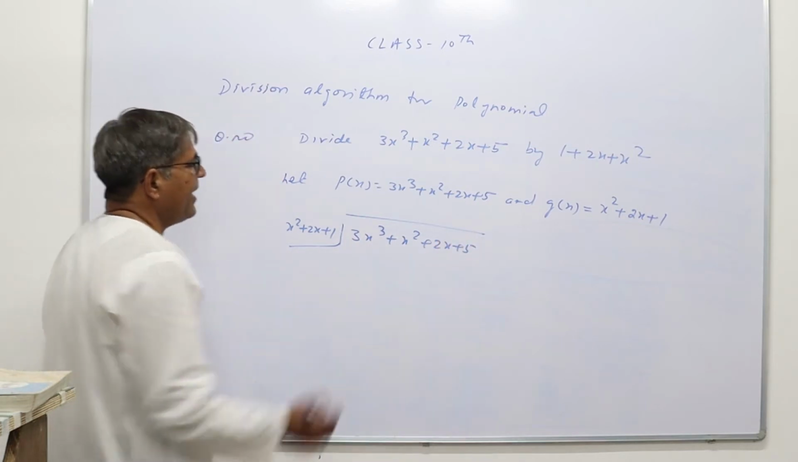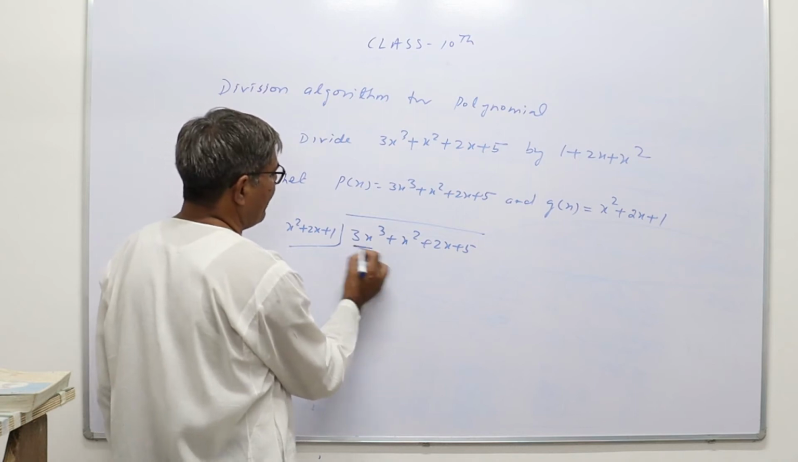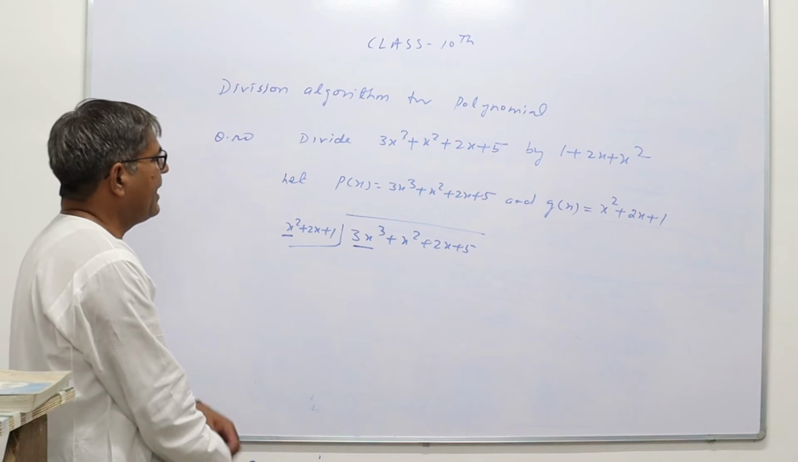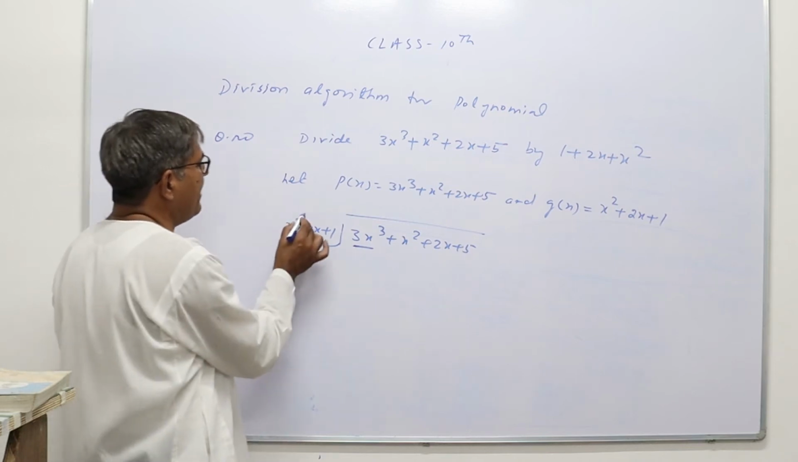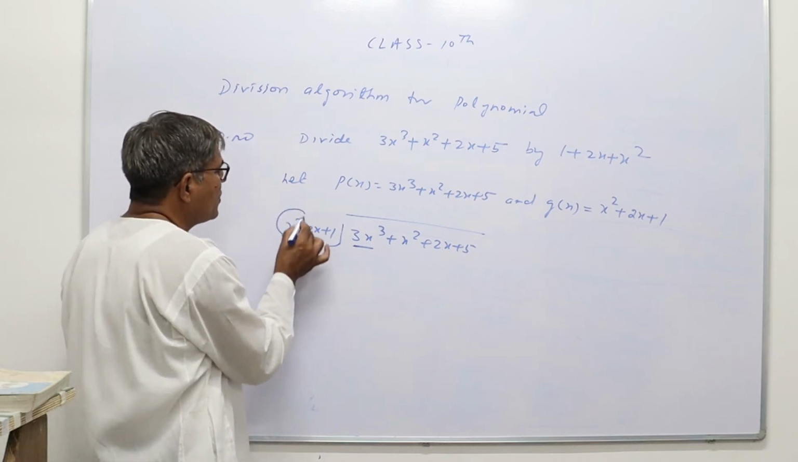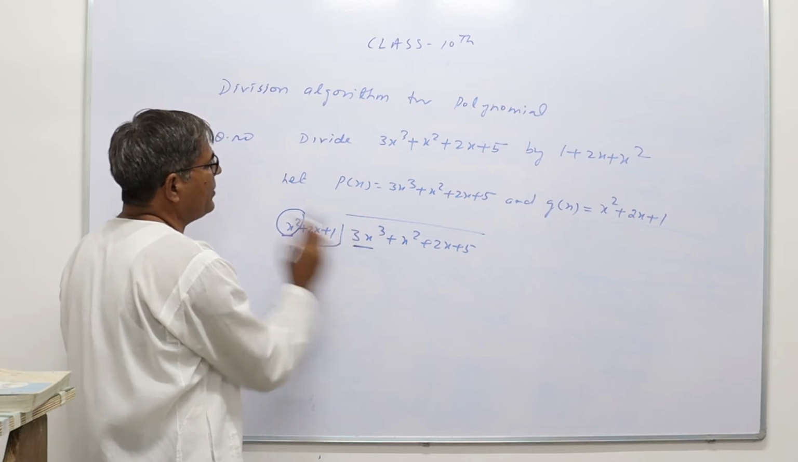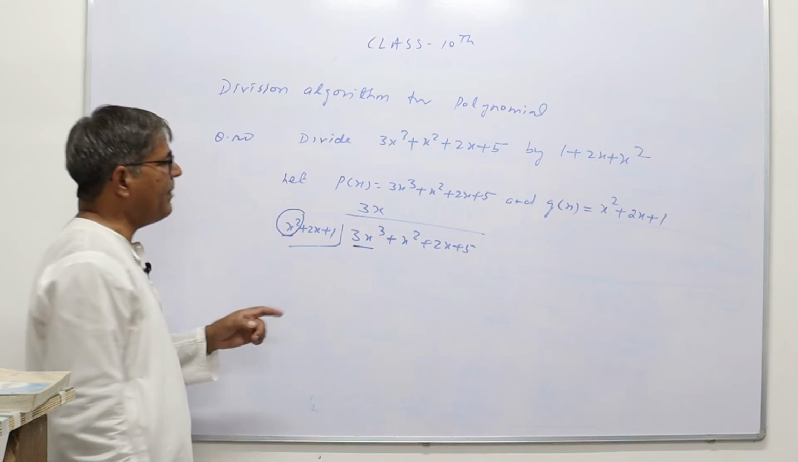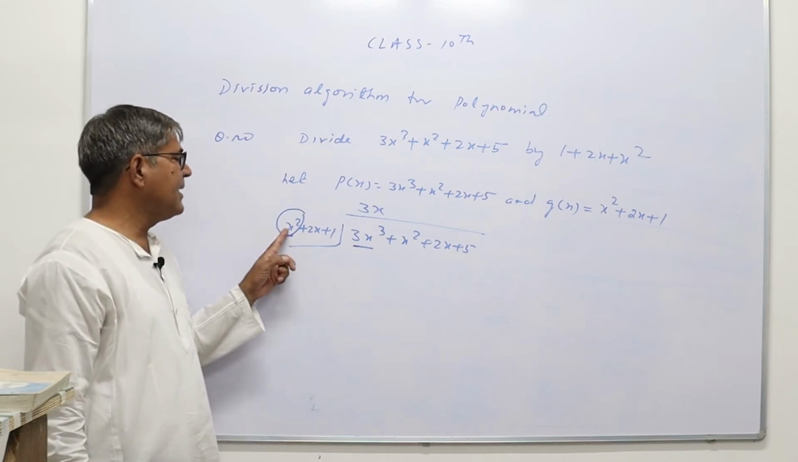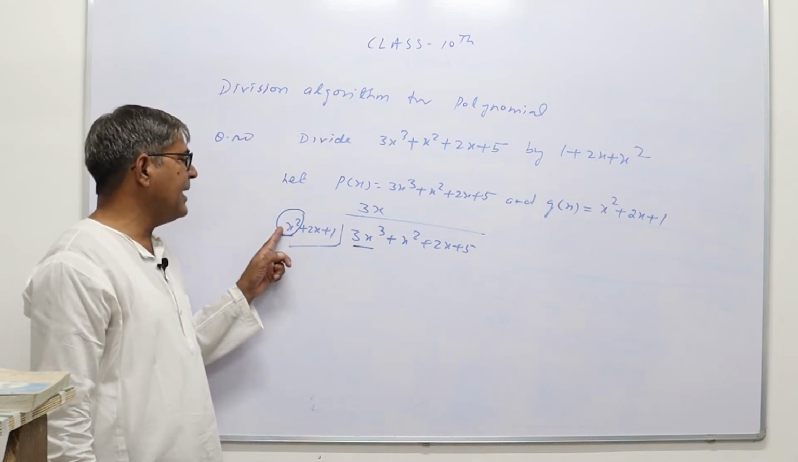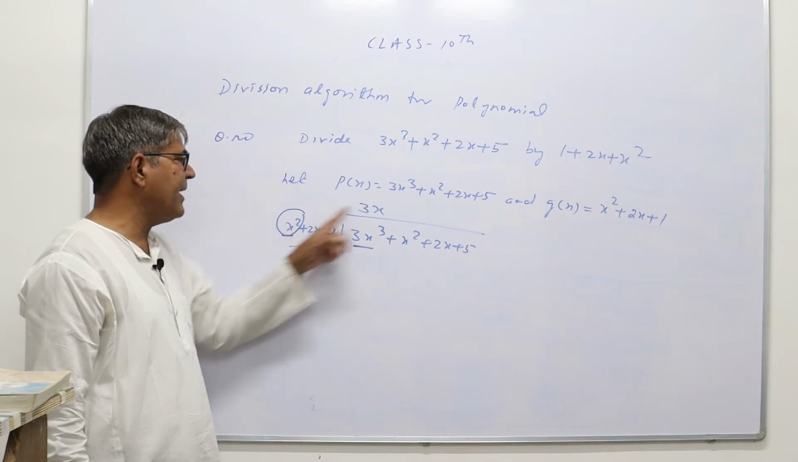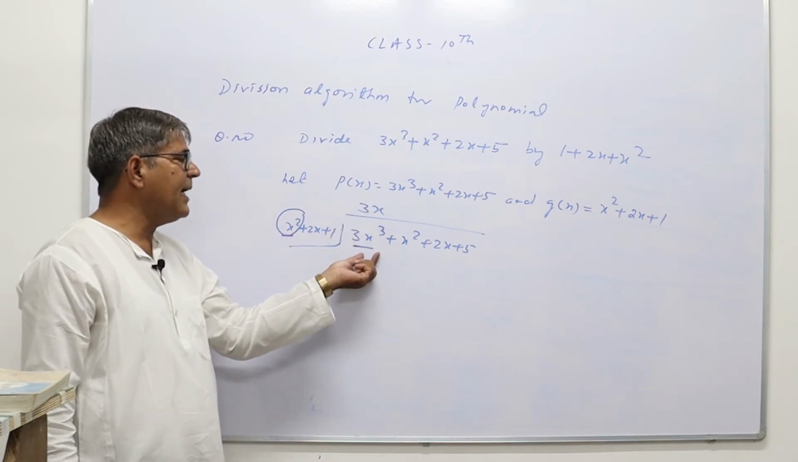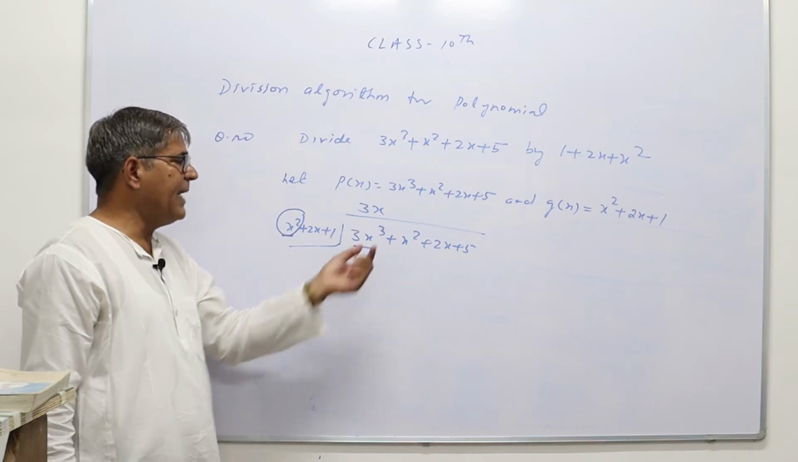Now we will see the first term of both dividend as well as divisor. Here, by whom should we multiply x square so that the product should be 3x square? So here we will write 3x. If we multiply this highest degree term of the divisor by 3x, then it will be equal to the highest degree term of the dividend.